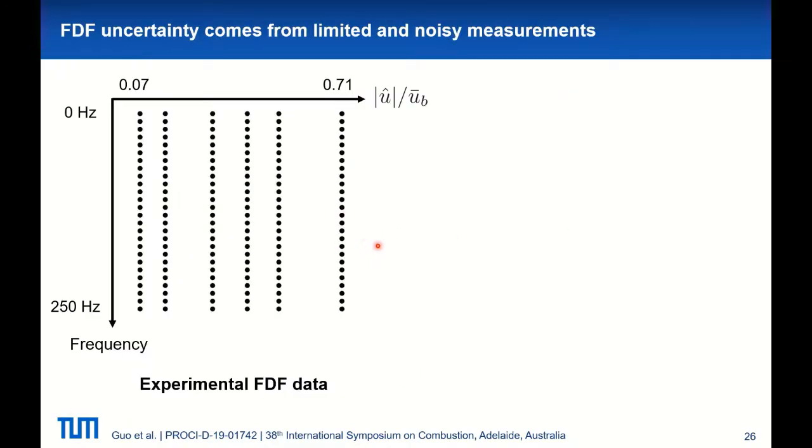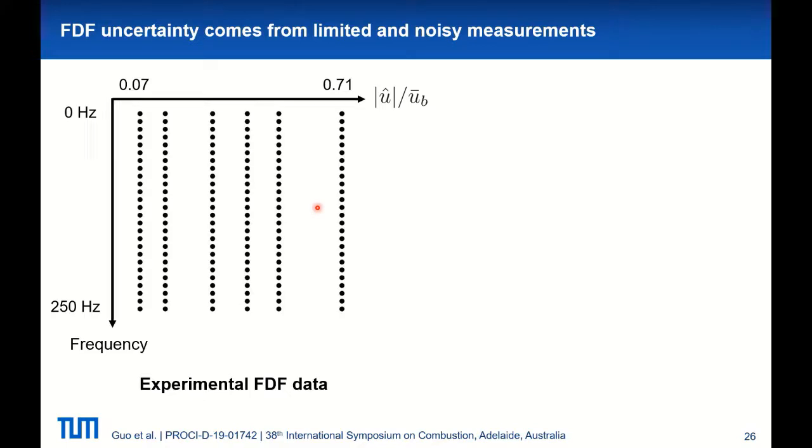So this is the experimental data. In total, it measured 6 acoustic oscillation amplitudes. And for each amplitude level, it measured gain phase values at every 10 Hz. In practice, FDF data uncertainty is induced by limited data quantity and data quality.